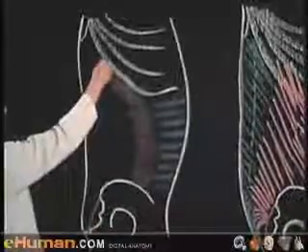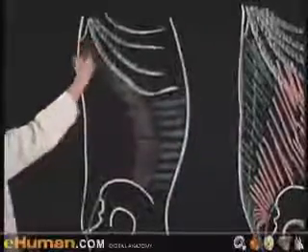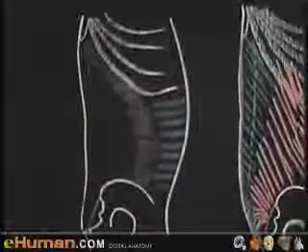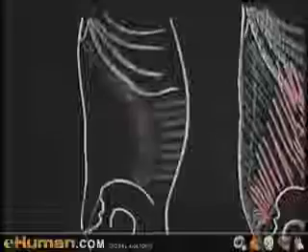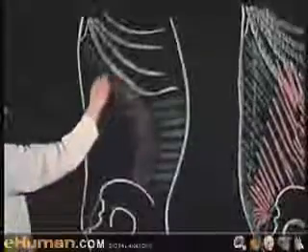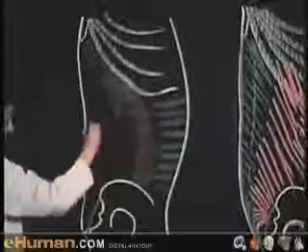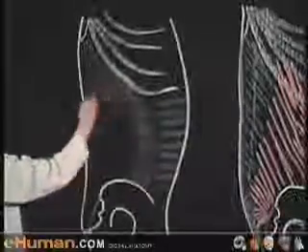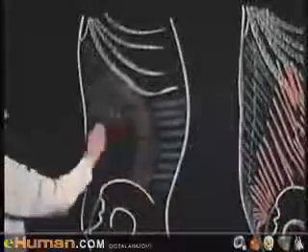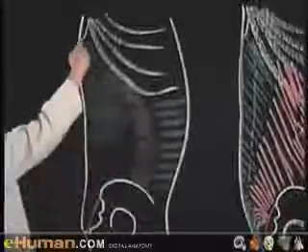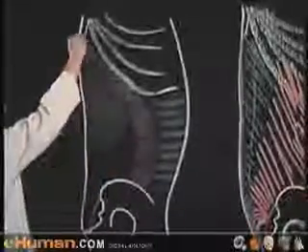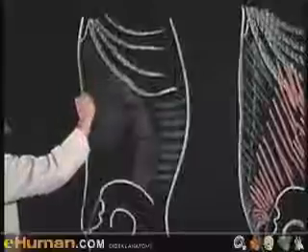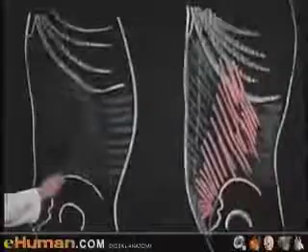So the fibers will come forwards. And as they pass forwards up here, they're passing deep to the rectus abdominis. As we get lower down, the fibers are now going to give rise to the aponeurosis. And the aponeurosis comes right forward to the midline and is attached to this linea alba, which extends from the xiphoid process down to the symphysis pubis as described previously.